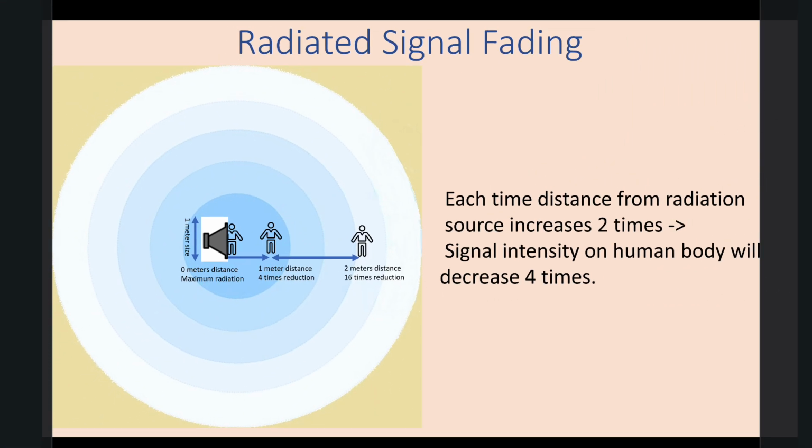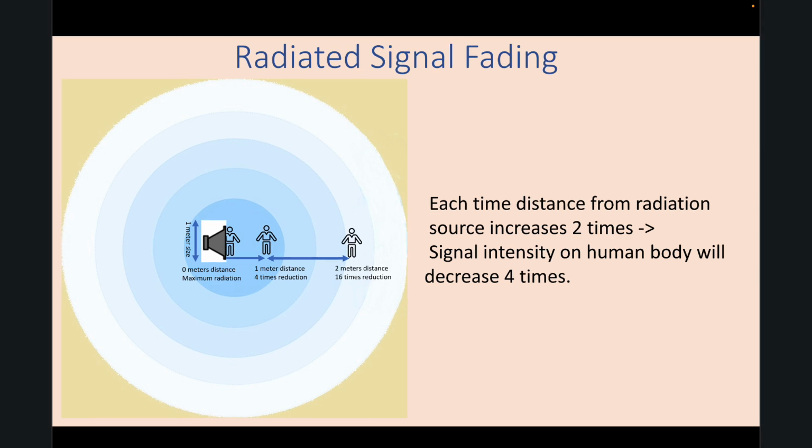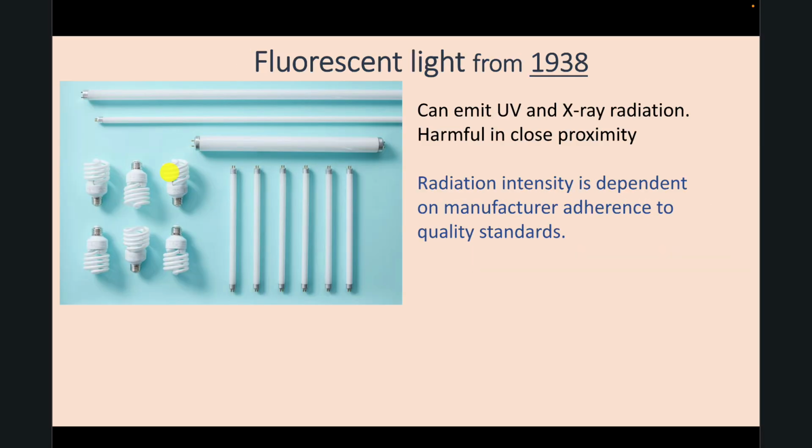Okay, now let's look at some practical examples in upcoming slides. Fluorescent light bulbs come in different sizes and shapes. As you can see in the picture, there could be other bulb shapes and sizes which are not shown on the slide. Fluorescent lights can emit ultraviolet and X-ray radiation, which can be harmful in close proximity. What does it mean? It means that radiation intensity from a light bulb depends on manufacturers' adherence to quality standards.